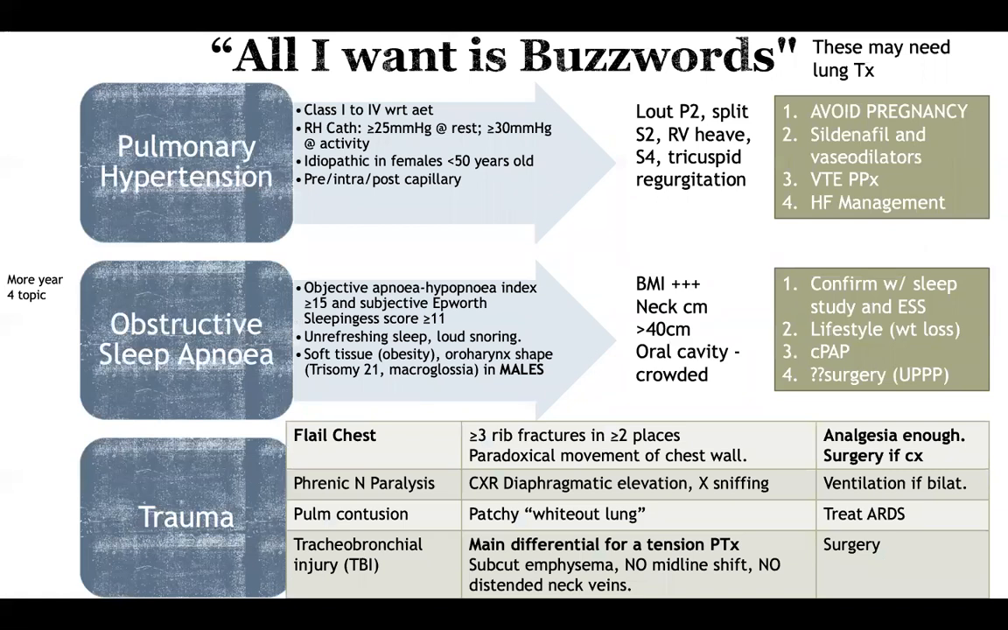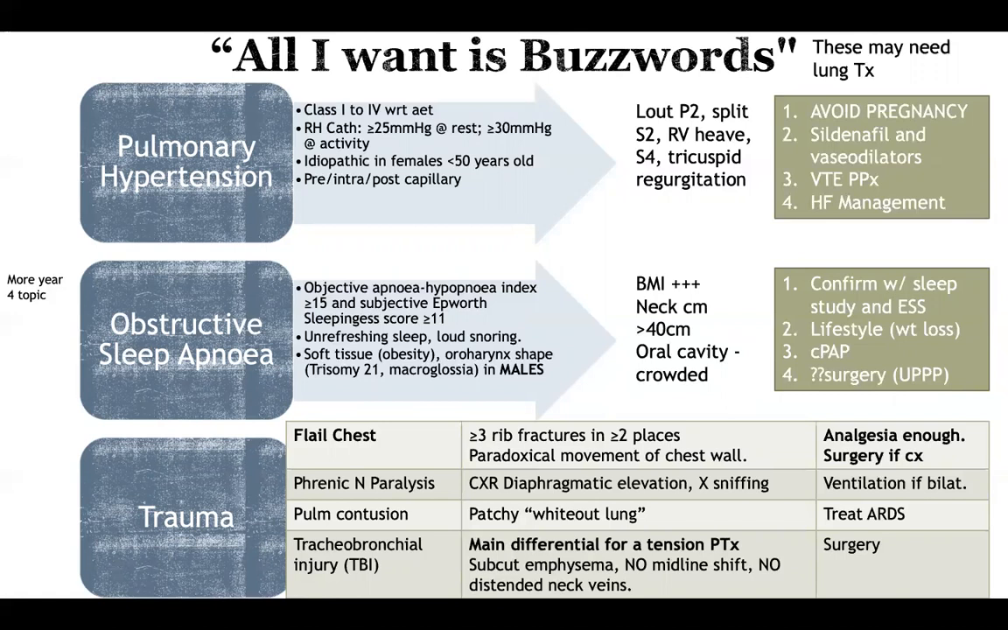Pulmonary hypertension, you class it from 1 to 4. I thought it would be covered in cardio, but I guess it's also a lung condition. And the way to diagnose it is you have to get them to cath lab. You have to put a right heart catheter in them. So through the groin. And then you figure out what's the wedge pressure. And in an exam, it'll just be loud P2 because the S2 is split.